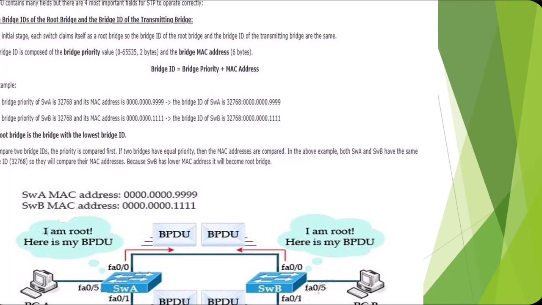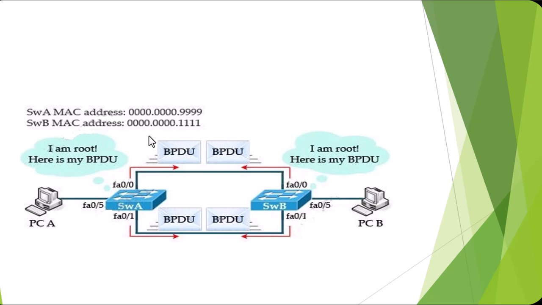So after the root bridge is elected, what happens? The second phase is to select one root port per non-root bridge. So this is, as you can see, two MAC addresses of switch A and switch B, and here is "I'm the root," and here is my BPDU, because it has a lower MAC address.